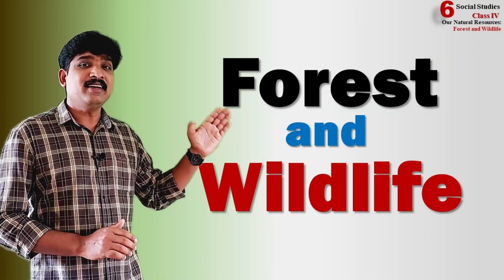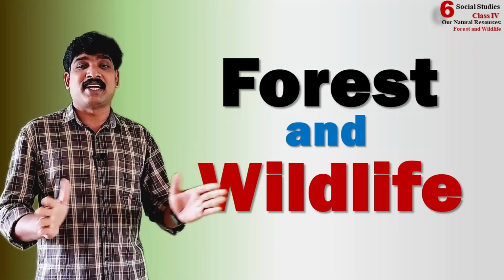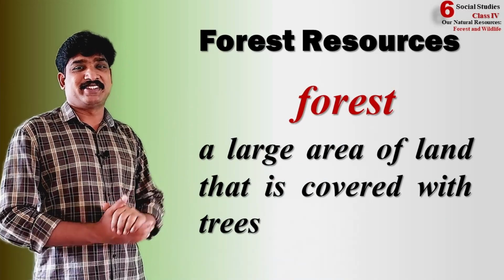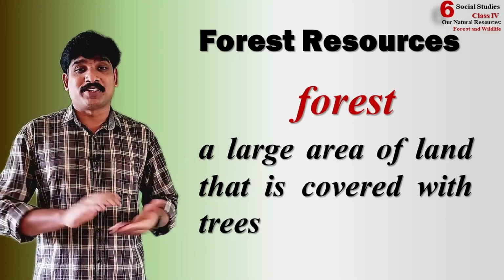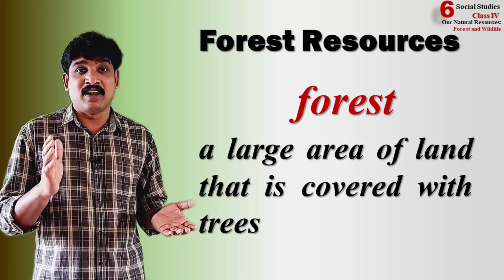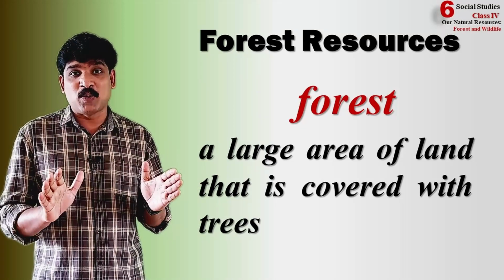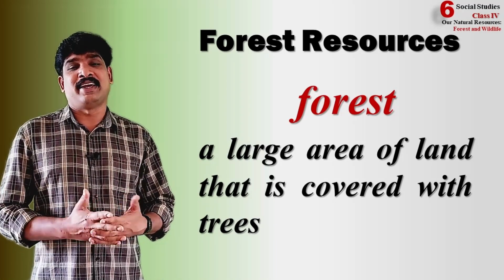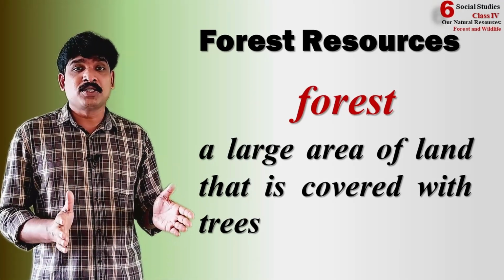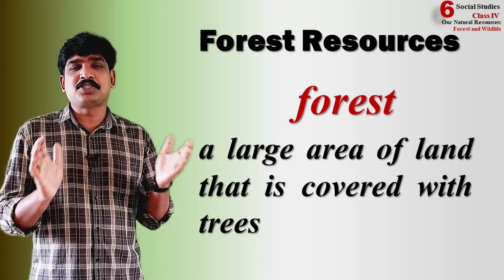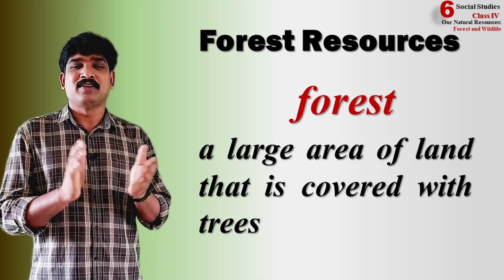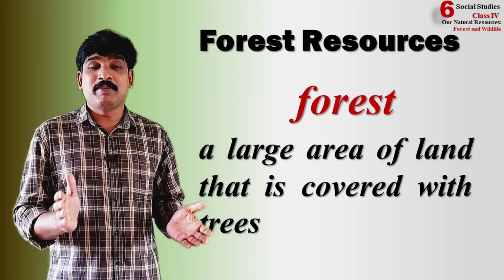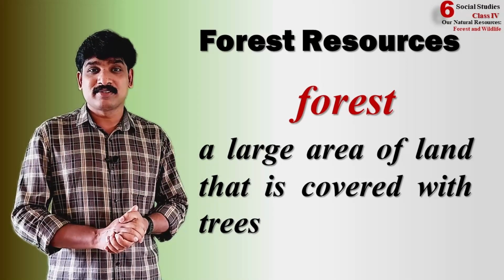In this chapter, we will study two main natural resources: forest and wildlife. Let us start with forest resources. What is a forest? A forest is a large area of land that is covered with trees. Forests occupy 1/3 of Earth's land area and they give us a lot of useful things. A large number of useful things are given to us by forests. Can you tell me some of the things that the forests give us?